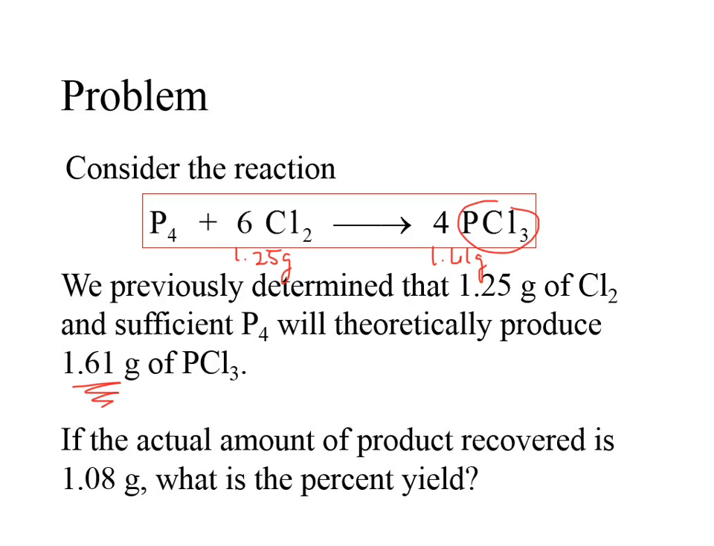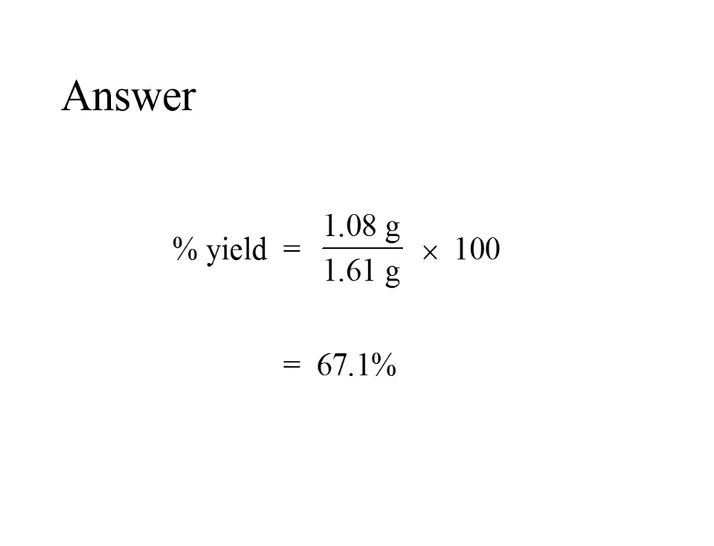And then they go on to say they did that where it's 1.25 grams of Cl2, sufficient P4. We'll talk about why we say sufficient. But the mass that we actually got back was 1.08 grams, which is lower, right? You thought you should get 1.61, you got 1.08 grams. So the percent yield would look like this, where basically we take that 1.08 grams that we got, divided by 1.61 grams that we thought we should get from the stoichiometric calculation. And then we multiply it by 100% to get it in parts per 100. So your percent yield is 67.1%.